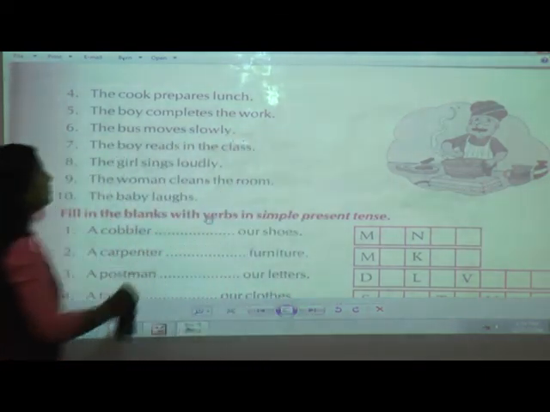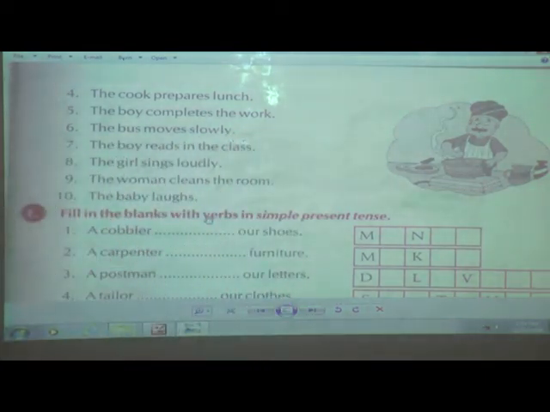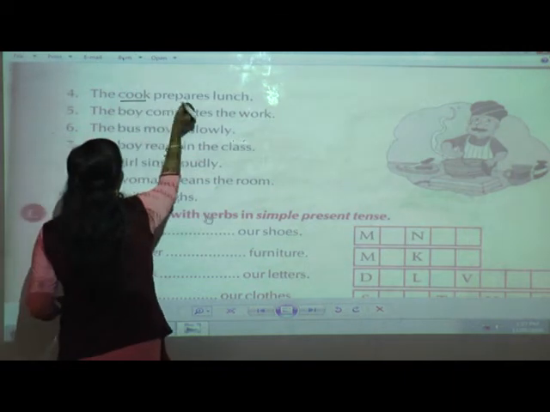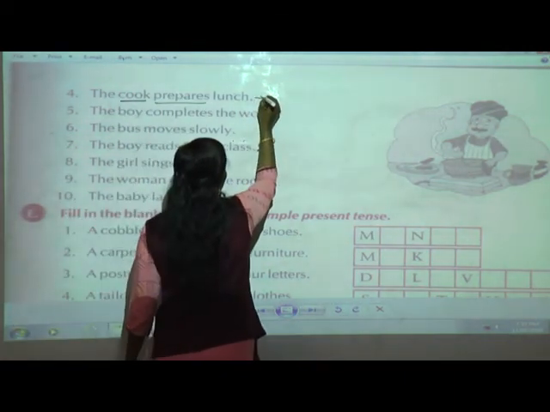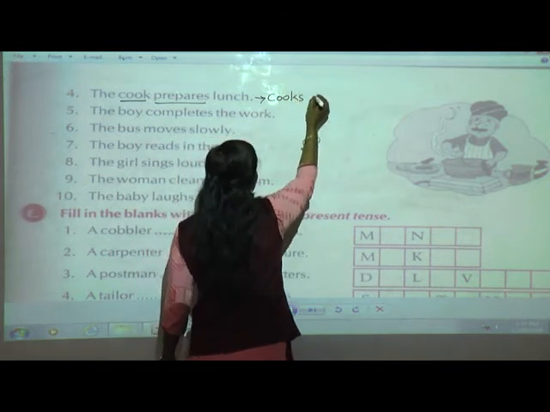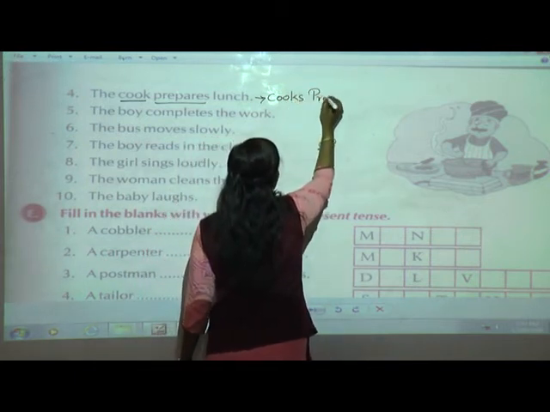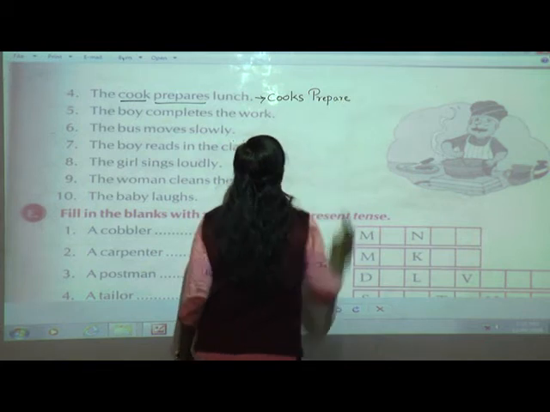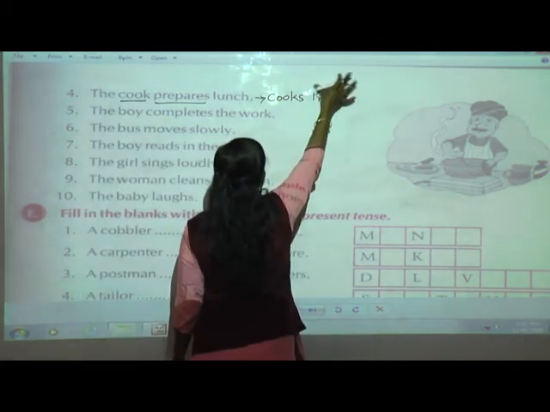What is the 4th? The cook prepares lunch. So cook is singular, so I will make it into plural. Cooks. Prepares, I will drop the S. So prepare. P will be small, sorry.